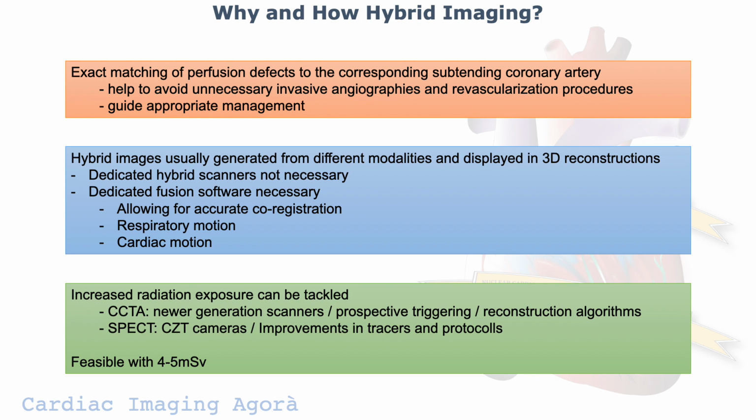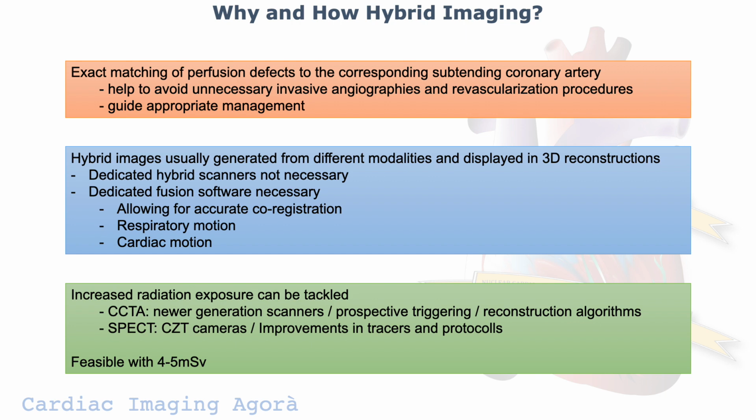So why should we use hybrid imaging? Hybrid imaging can allow us to exactly match the perfusion defects to the corresponding subtending coronary artery, and therefore help us to avoid unnecessary invasive angiographies and revascularization procedures. In the end, it can help us to guide appropriate management of the patient.